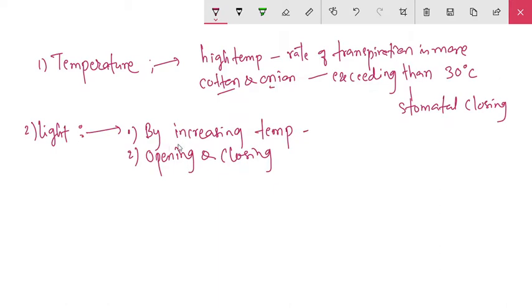So by increasing the temperature, light affects transpiration. Then, opening and closing of the stomata: light affects the opening and closing of stomata by increasing or decreasing the turgidity of the guard cells.